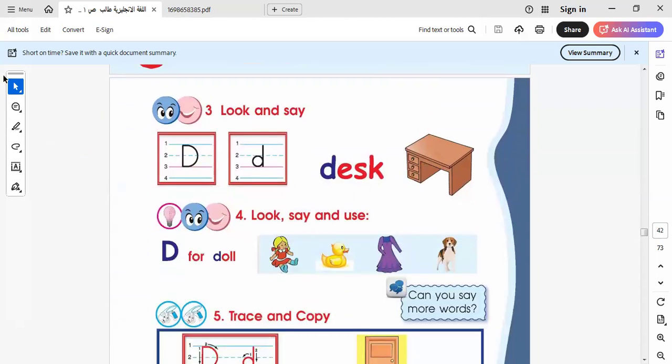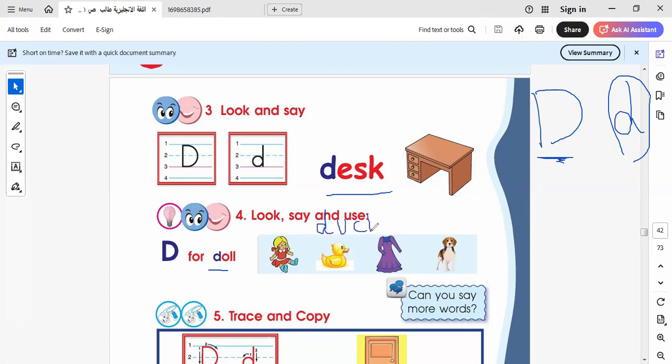This is capital D and small d, written like this. I think we learned the previous letters and know how to write it. D is for desk. Here is doll. Here is dog. Here is dress. All these words that we learned are related to the letter D.